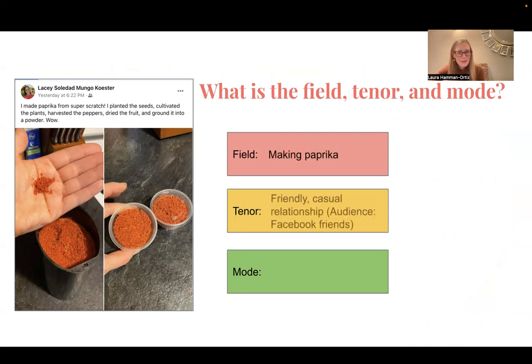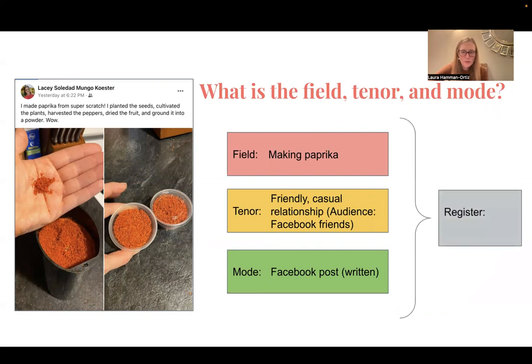The tenor is friendly and casual because the audience is her Facebook friends. So she might not know everybody, but it definitely has a more "I know you" tone because she's talking to her friends. And the mode, it's a Facebook post, so we can see that it's written here. The register, we would probably argue, is pretty informal.